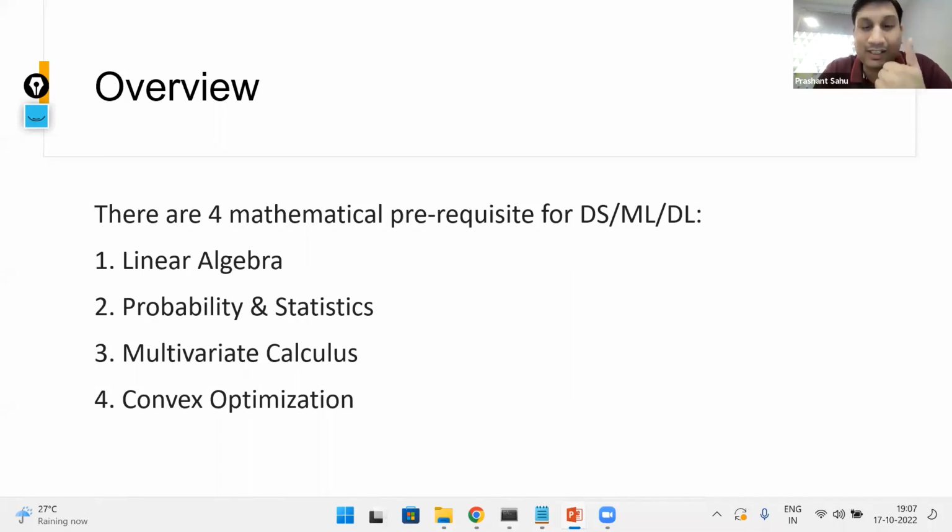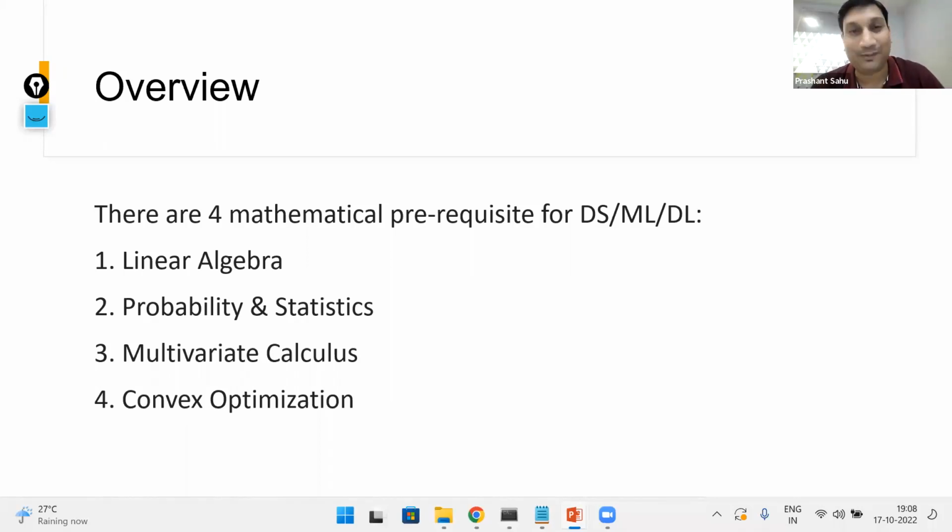Number one is linear algebra, then multivariate calculus, that is calculus of multiple variables, also called matrix calculus. And the last topic is convex optimization. There are enough resources for linear algebra. You might have already attended enough sessions on linear algebra, talking about matrix multiplications, eigenvalues, eigenvectors, norms. If there is popular demand, I can take a session on linear algebra and its applications as well.